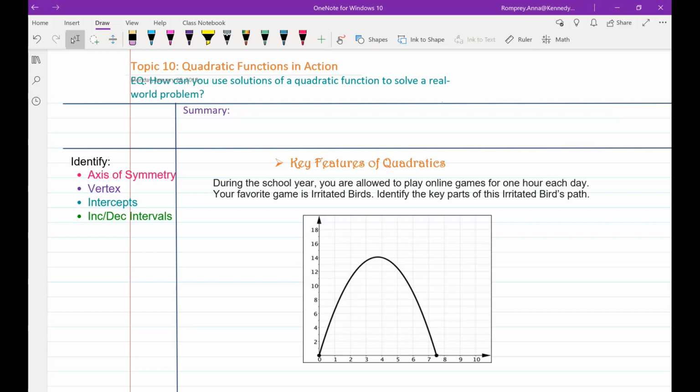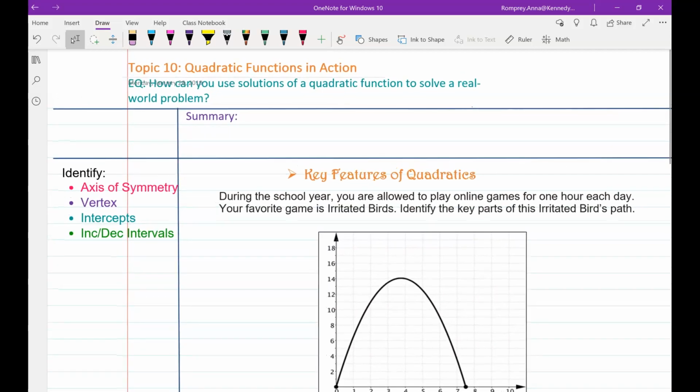Alrighty, so we worked a lot on factoring and solving quadratics. Cool. Let's put it into play. Let's actually look at it work. So this lesson is quadratic functions in action. We're going to see some of those things come to life.